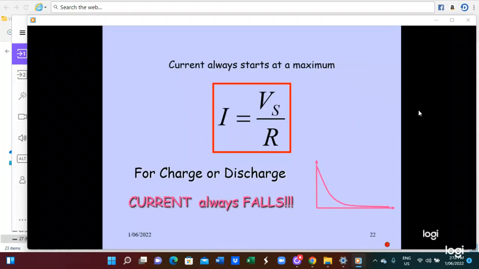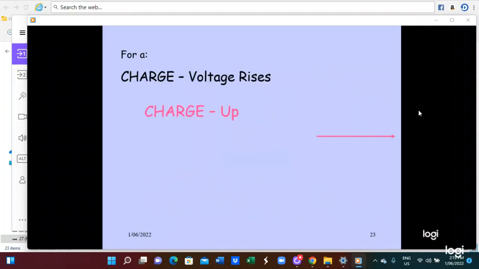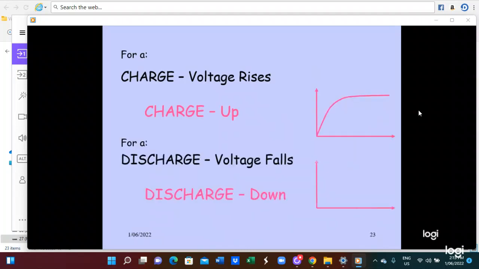For the charge, voltage will be rising. So charge is this diagram. For the discharge, voltage will fall. The discharge is this diagram. So these are the connection diagrams.